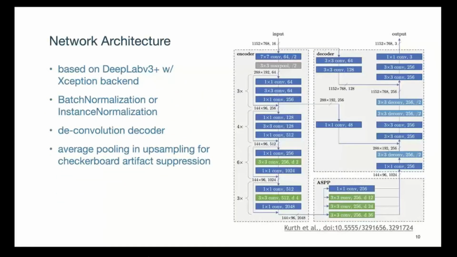So this is the network architecture. Since we want to map an input volumetric image to an output volumetric image, a segmentation or image regression-based model is suitable for this. And we use DeepLab version 3 Plus with modifications and use an Xception backend in the encoder.